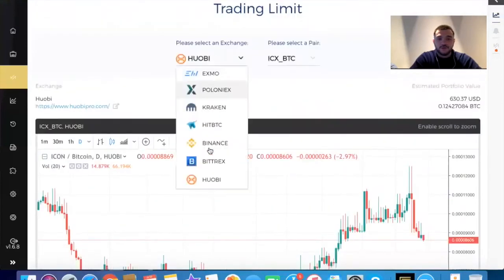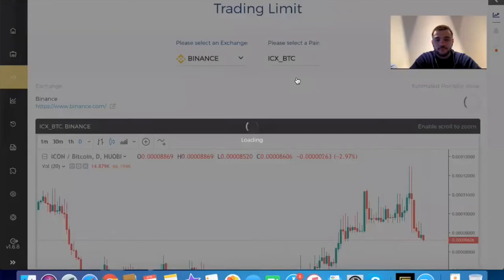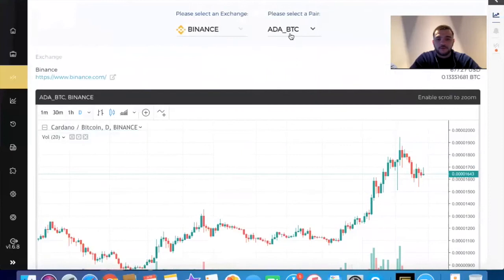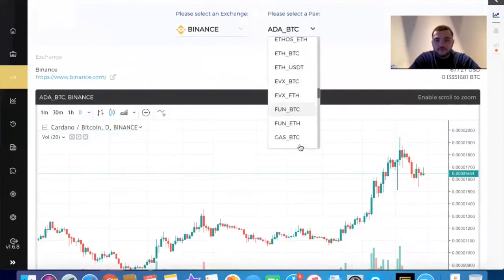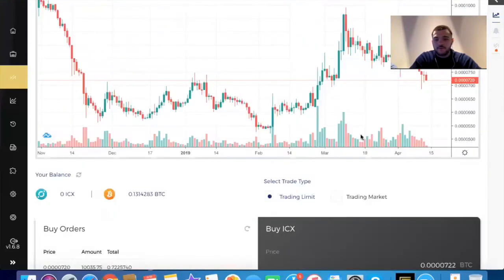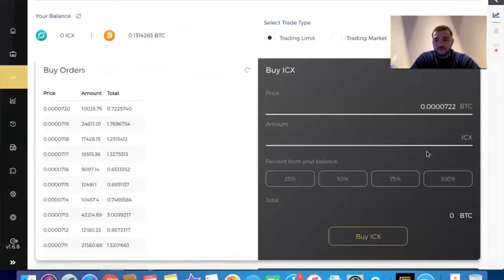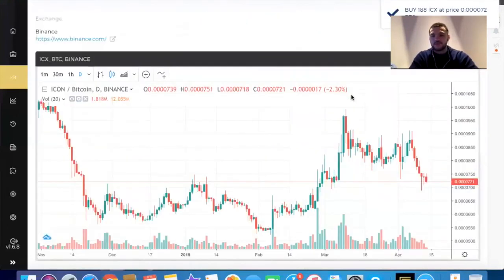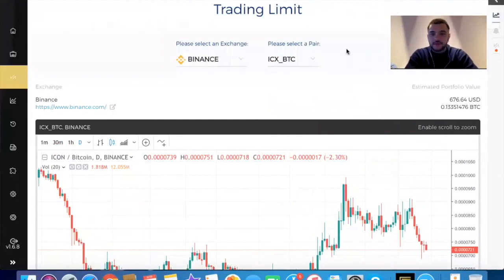After that we go to the Binance exchange. Choose a coin, and buy 188 coins. Thus, we have now earned 21% of our deposit.